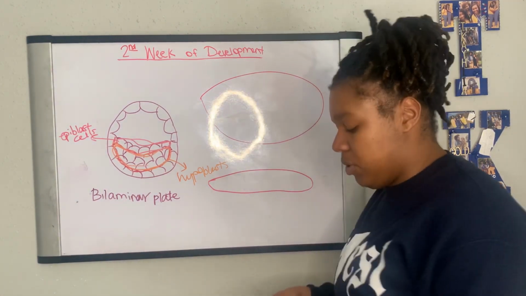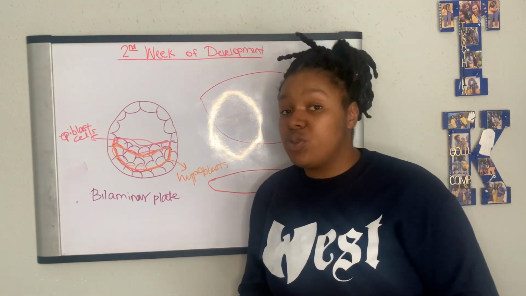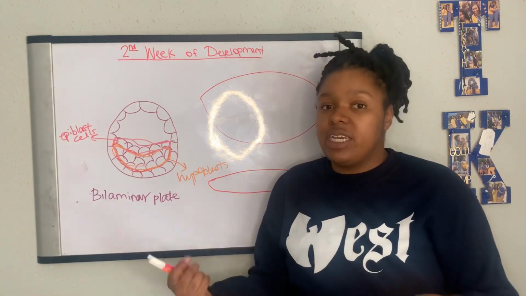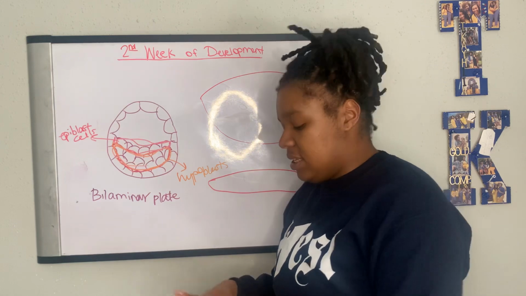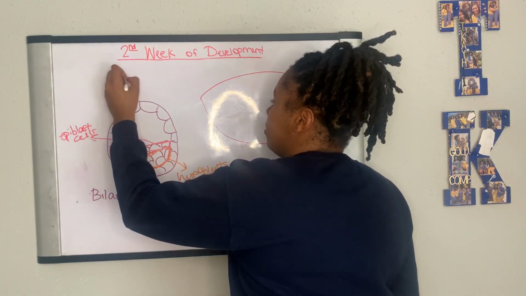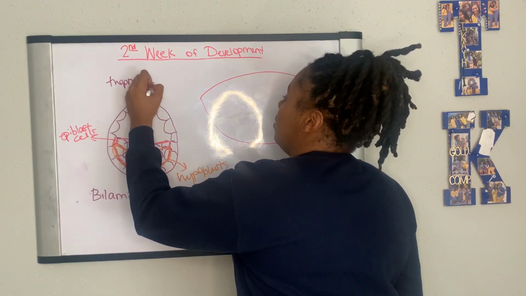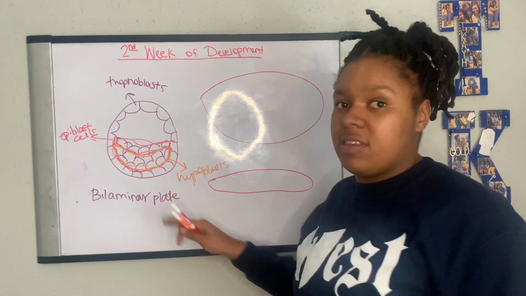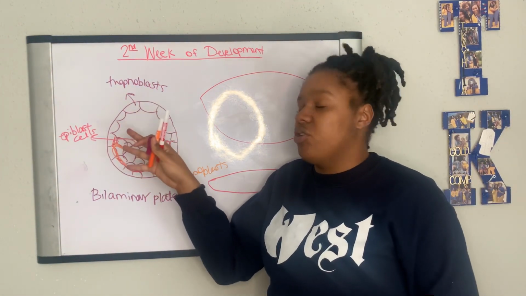Or it's that bilaminar plate formation. So it's when you're forming two layers. So bi is your indication that you're forming two layers. These cells on the outside here, these cells are called your trophoblasts. And like I said before, these are the cells that are actually going to embed into your uterine lining.